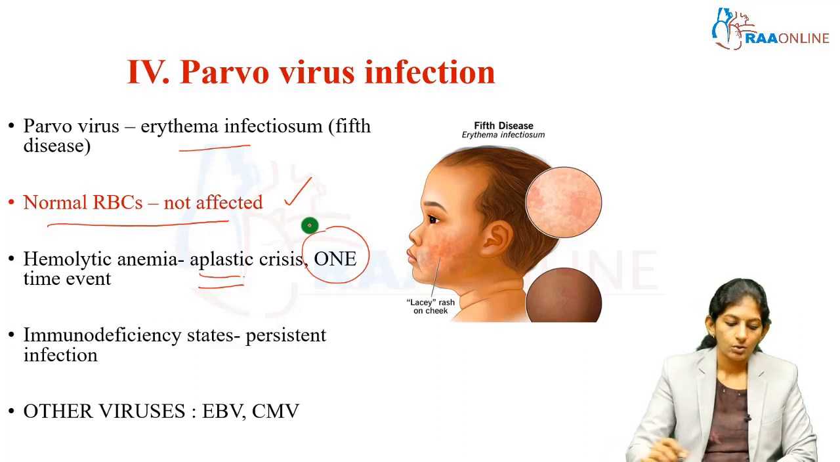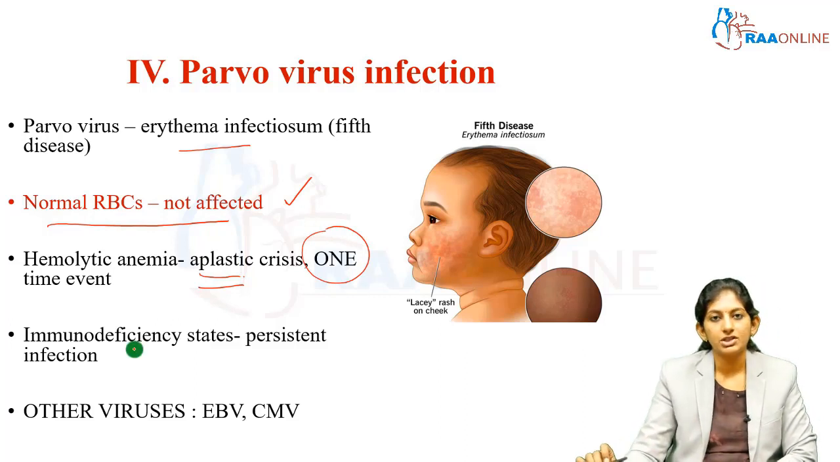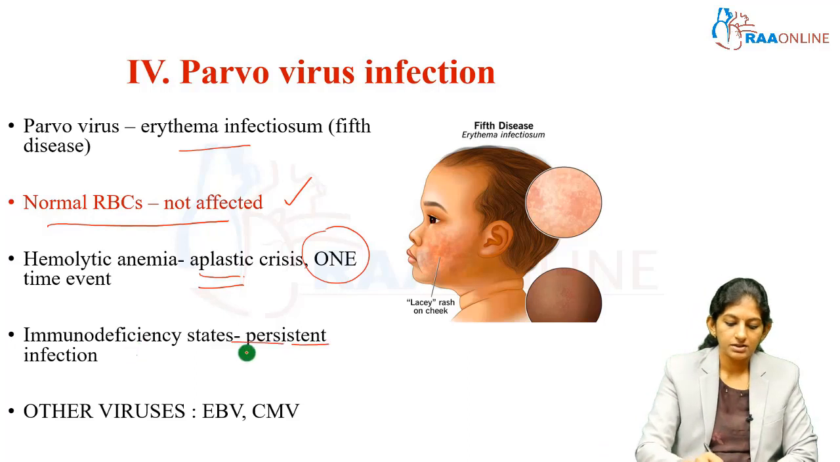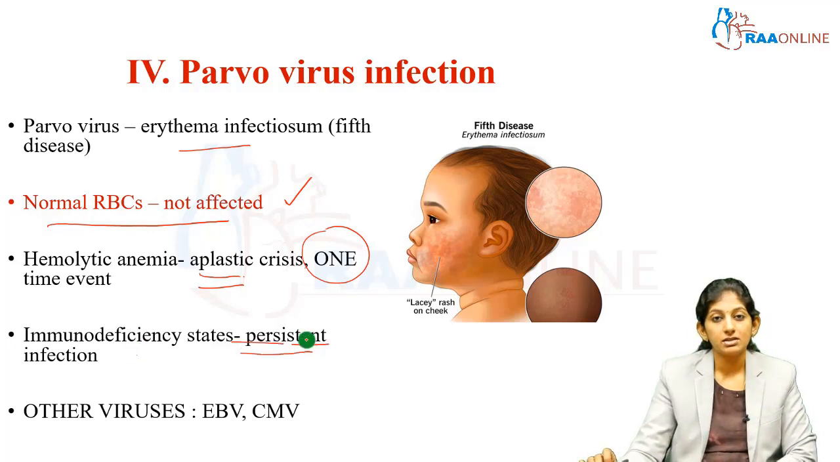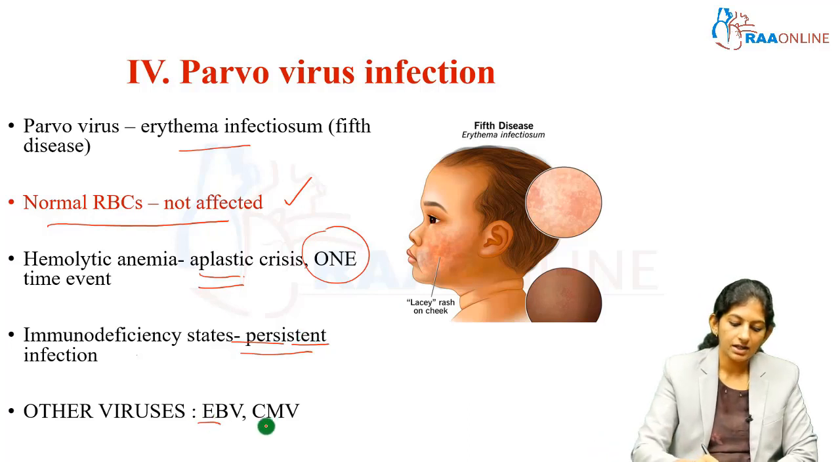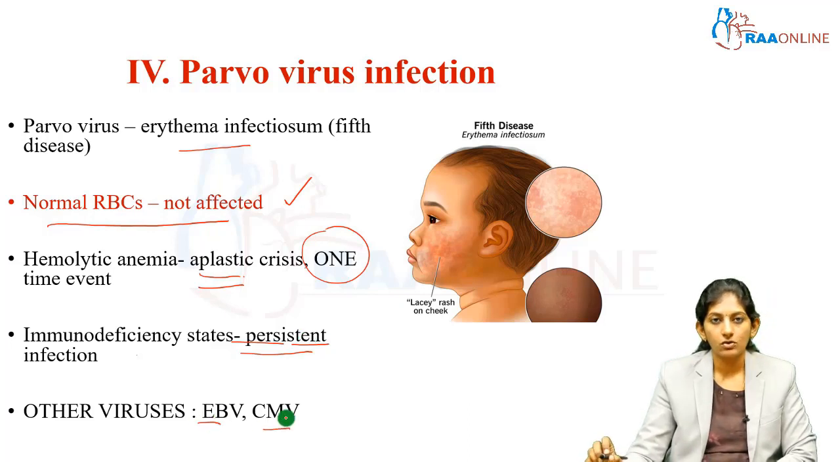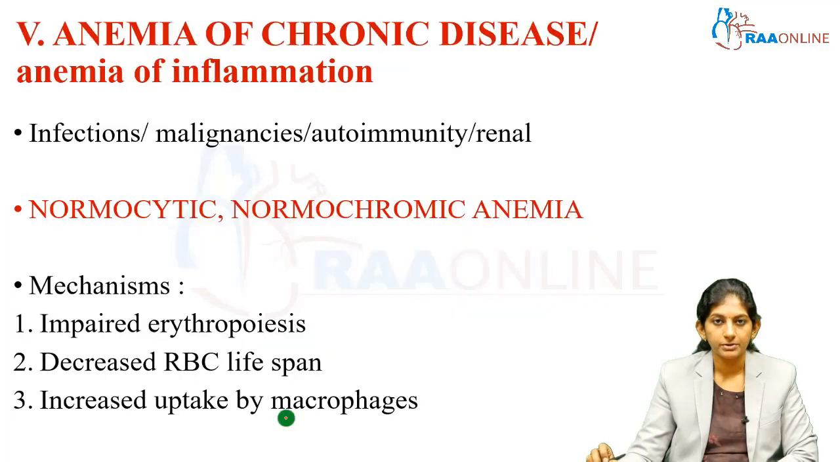But what happens in an immunodeficient child? Repeated persistent infections with parvovirus are quite common in children with immunodeficiencies. So, are there any other viruses that can cause aplastic crisis? Yes, EBV and cytomegalovirus can also cause an aplastic crisis like parvoviral infection, though they are not very common.